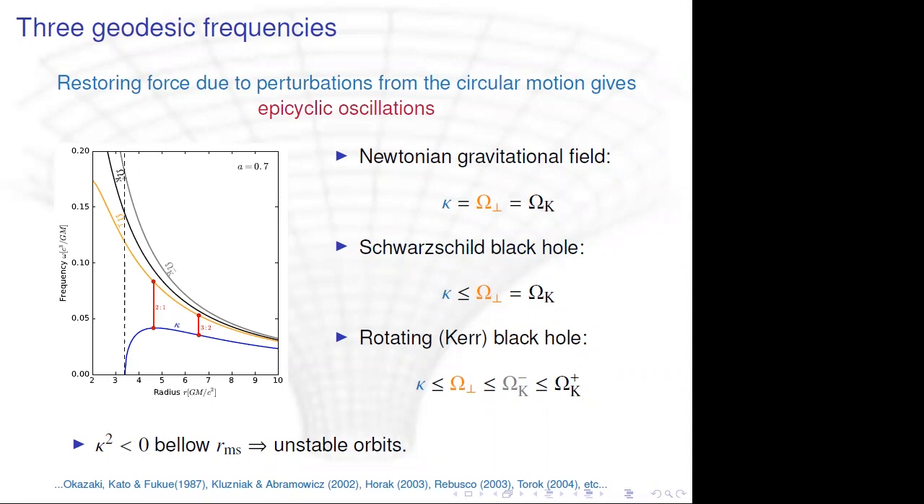And in the case of strong gravity, this radial frequency can go even to zero, and below this radius it becomes imaginary, and this is a well-known fact. It goes to zero at the marginally stable orbit, and below, all the orbits are unstable with respect to radial perturbations.